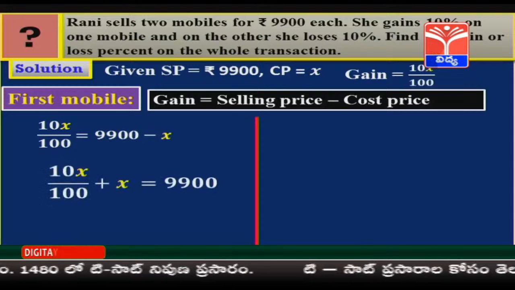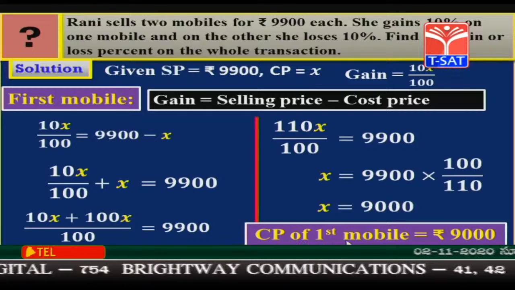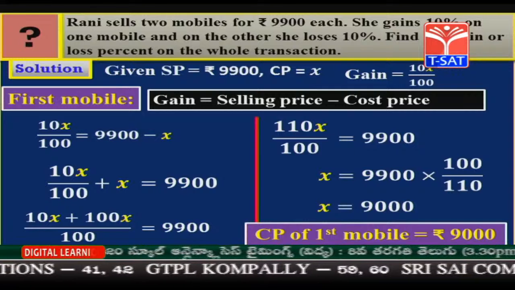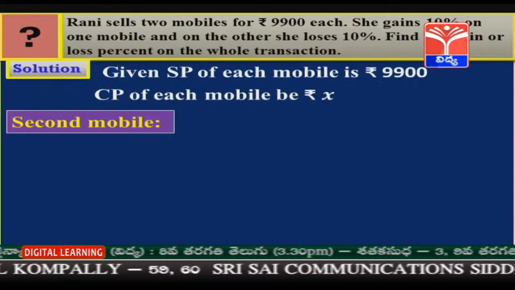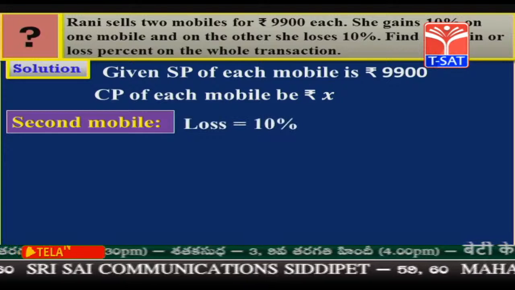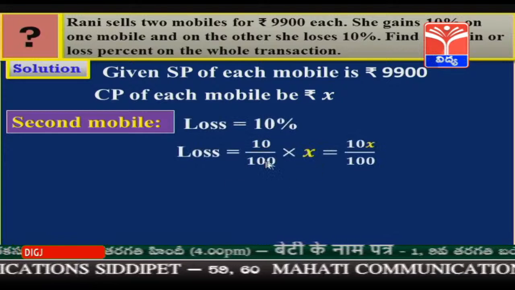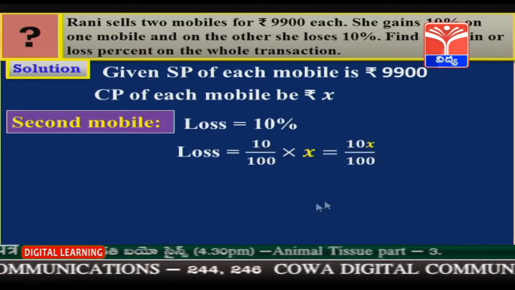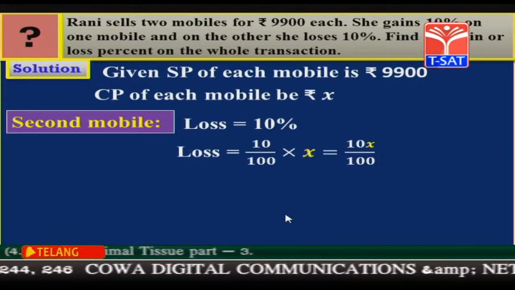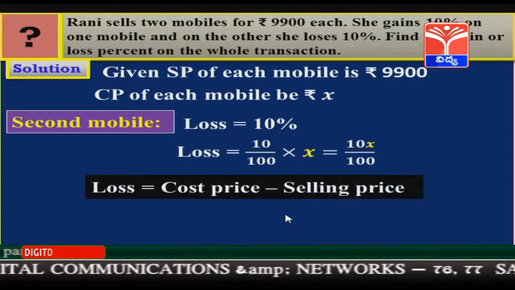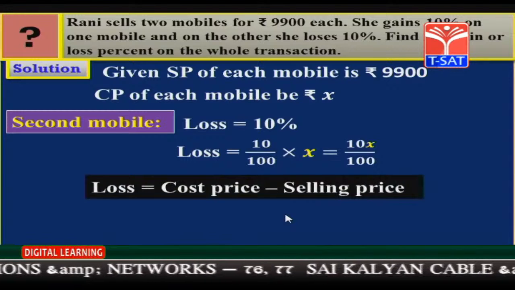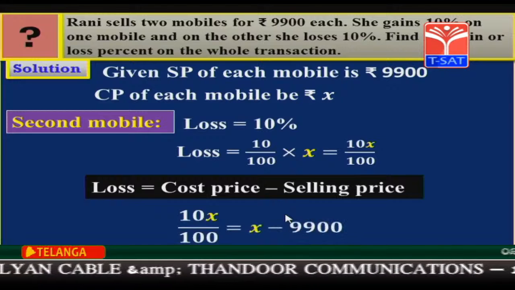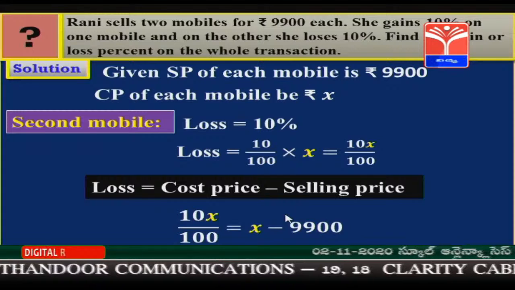Sending minus x to LHS, we get plus x, which means the CP of the first mobile we got is 9,000 rupees. Now, let us go to the next case, that is, in case of the second mobile we got a loss of 10%. So, loss is given by 10 by 100 into x, that is 10x by 100. So, what is the formula to find loss, children? Yes, it is CP minus SP, or cost price minus the selling price. On substituting this, we get 10x by 100 is equal to x minus 9,900 rupees.